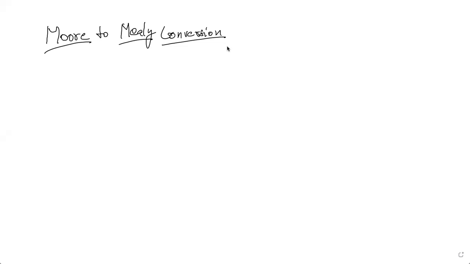When we talk about a Moore machine, it means that the output is dependent only on the state. So let me give you a very basic example of a Moore machine. Let me just draw it. So we've got Q naught.